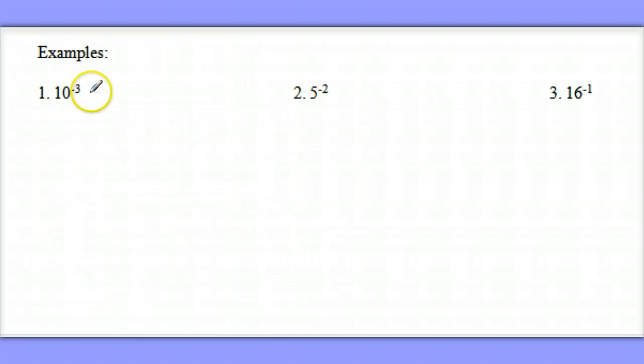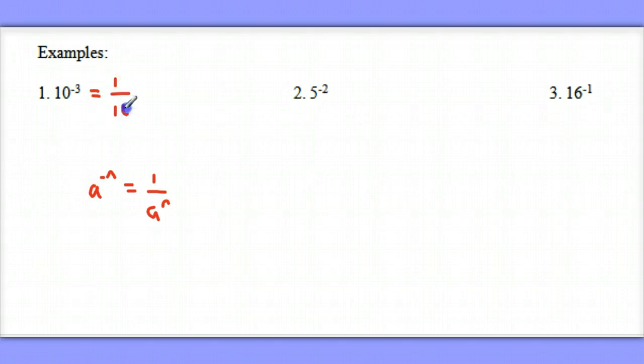Let's start with 10 to the negative third. Well, we said that if you have a to the negative n power, that's the same as 1 over a to the n power. So what I want to do in this example is rewrite 10 to the negative third power as 1 over 10 to the third. And then we just have to realize that 10 to the third is 10 times 10 times 10, which would be 1,000. So 10 to the negative third power is the same as 1 over 1,000.